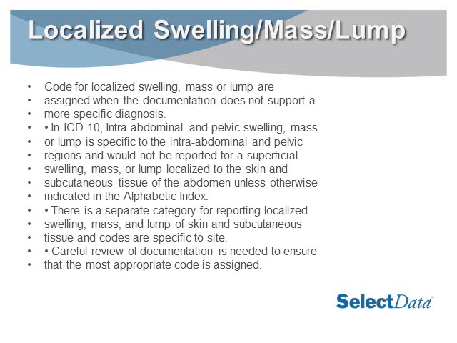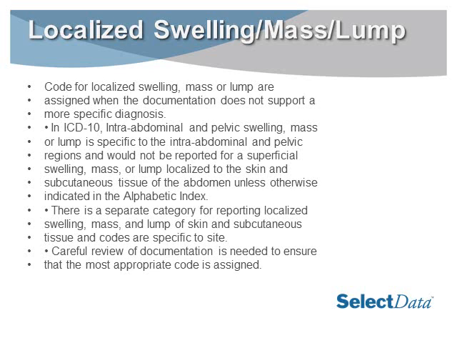Now, localized swelling, masses, and lumps are assigned when the documentation does not support a more specific diagnosis. In ICD-10, if your patient has an intra-abdominal and pelvic swelling, mass, or lump that's specific to the intra-abdominal and pelvic regions, it would not be reported if it's a superficial swelling, mass, or lump localized to the skin and subcutaneous tissue of the abdomen, unless otherwise indicated in the alphabetic index. They are now coded separately. There's a separate category for reporting localized swelling, masses, and lumps of skin and subcutaneous tissue, and those codes are specific to the site where that swelling, mass, or lump is.